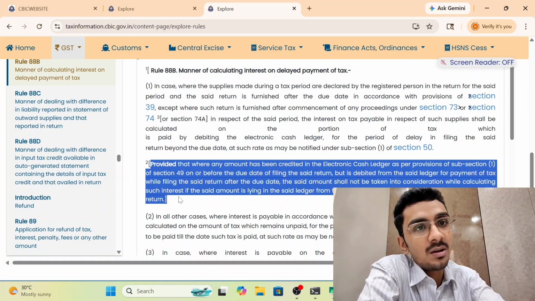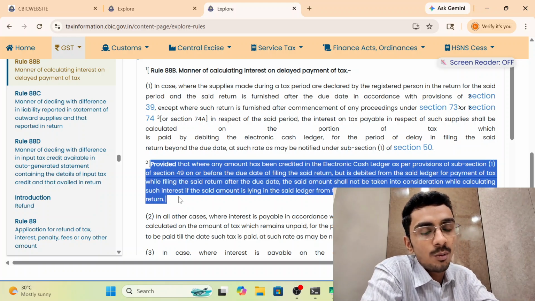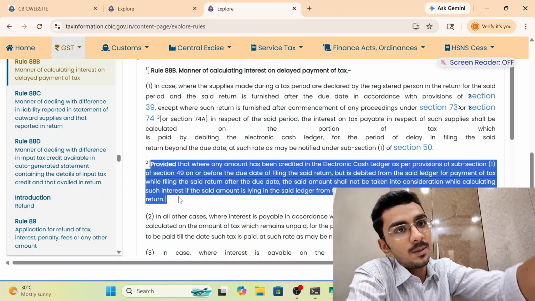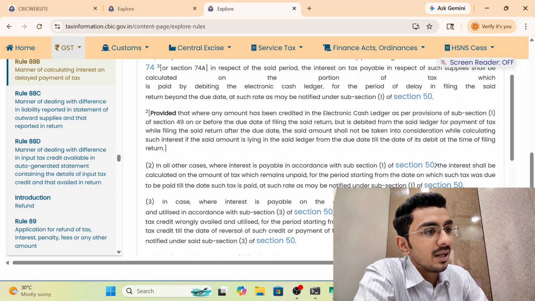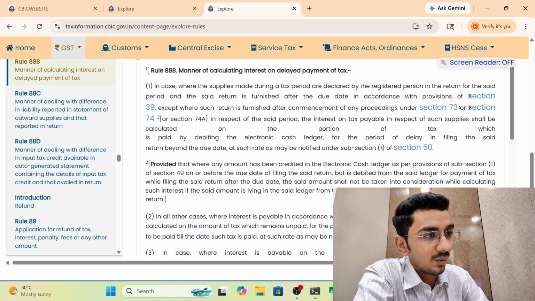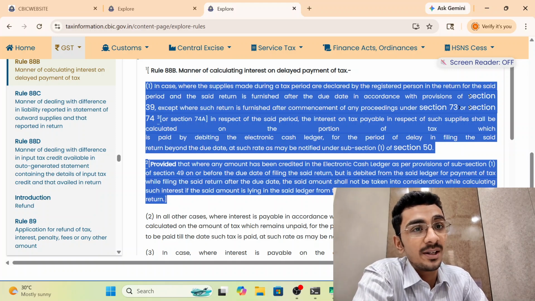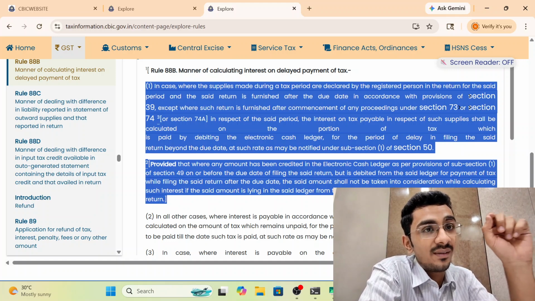You deposited to the government, and for some reason you were not able to file the returns, so you had no problem with respect to saving that cash amount, because you withdrew from your cash and made the deposit in your cash ledger. This is stated over here. And please always note that this does not cover cases where you made any payment after receiving notice under section 74, 73 or 74A.